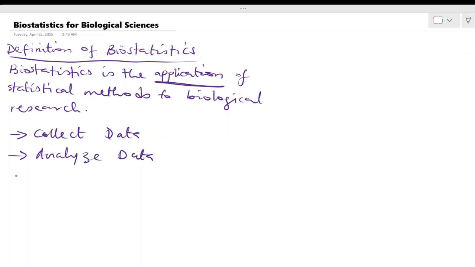Analyze data, and we see the third, interpretation. It helps scientists to what? Interpret the data from biological fields.